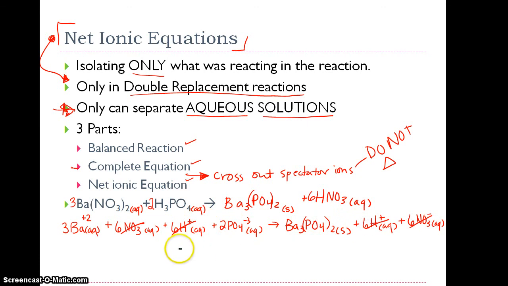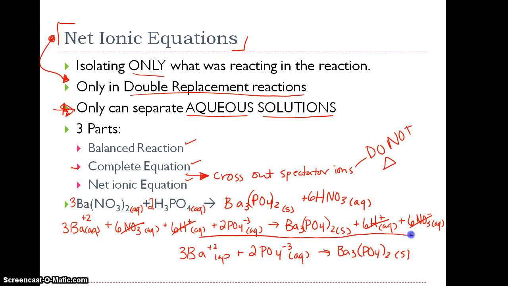So our net ionic equation then is 3Ba positive 2 aqueous plus 2 PO4 negative 3 aqueous yielded Ba3(PO4)2 solid. And this is your net ionic equation.